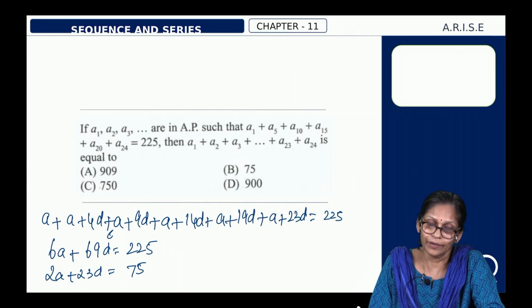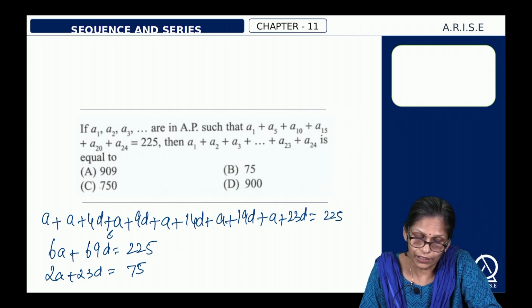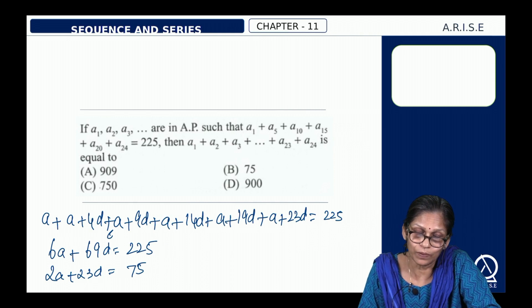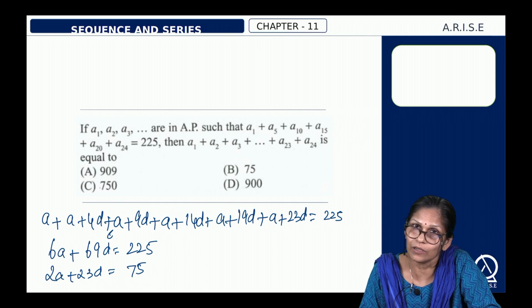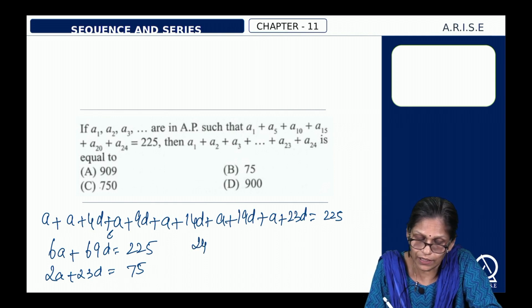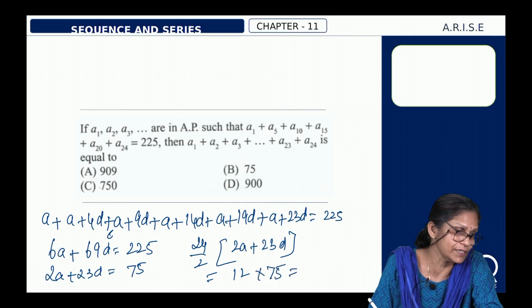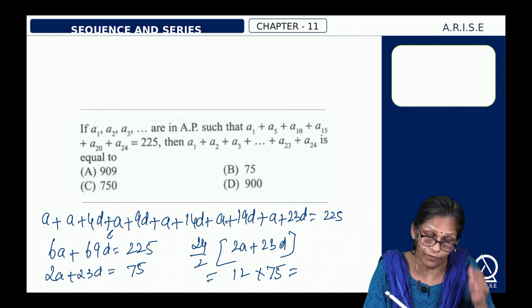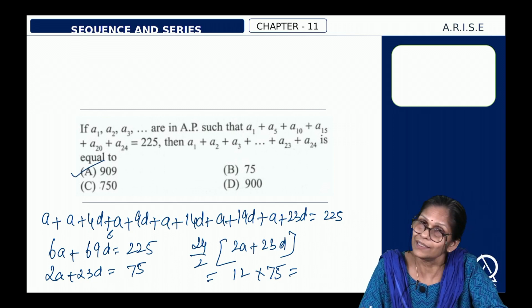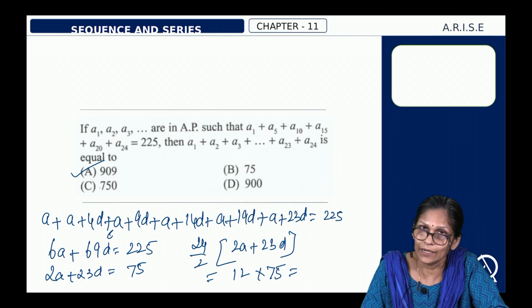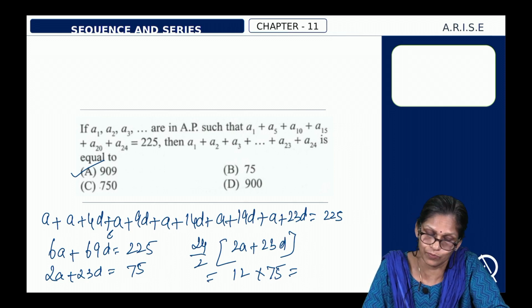What are you asked to find? A1 plus A2 plus etc. A24? You are asked to find the sum of the 24 terms of this AP, which is 24 by 2 into 2A plus 23D. That is 24 by 2, which is 12, times 2A plus 23D, which you have already found is equal to 75. So, you would have 900 as the answer. This is one way of doing it. Let me tell you another using the concepts we have studied so far.